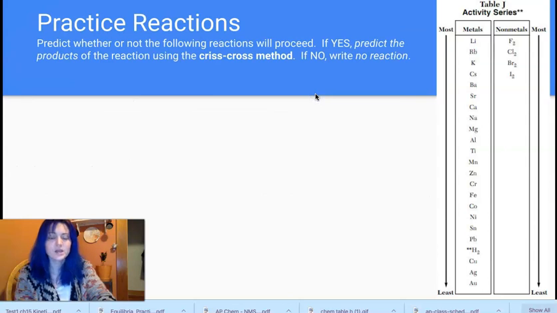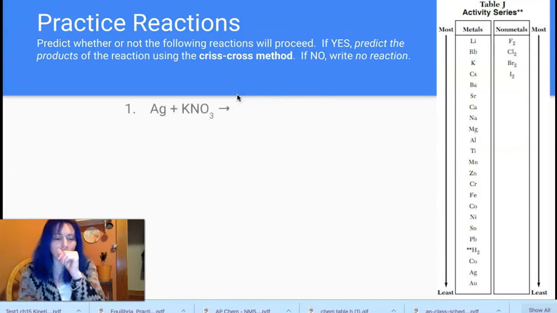Okay. So finally, these are the most difficult types of questions that we could ask. Predict whether or not the reactions will proceed. If yes, predict the products of the reaction using the crisscross method. If no, write no reaction. So, silver plus potassium nitrate.